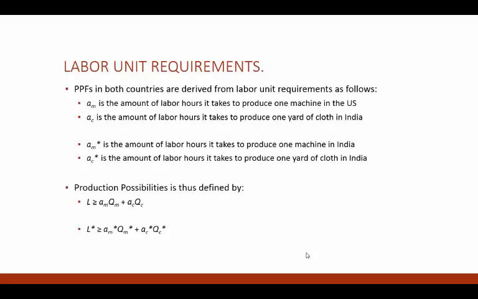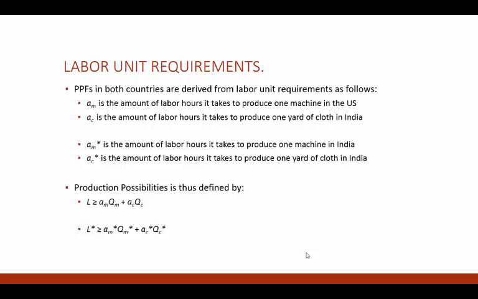We shall now define an important concept, the labor unit requirement. This concept simply states how many labor hours are required to produce a unit of the good. So subscripting with AM and AC, AM is the number of hours it takes to produce one machine, and AC is the number of labor hours it takes to produce 1 yard of cloth. In what follows, I will simply distinguish India's magnitudes with an asterisk. So AM and AC, for instance, will be magnitudes for the US, and AM star and AC star will be magnitudes for India.